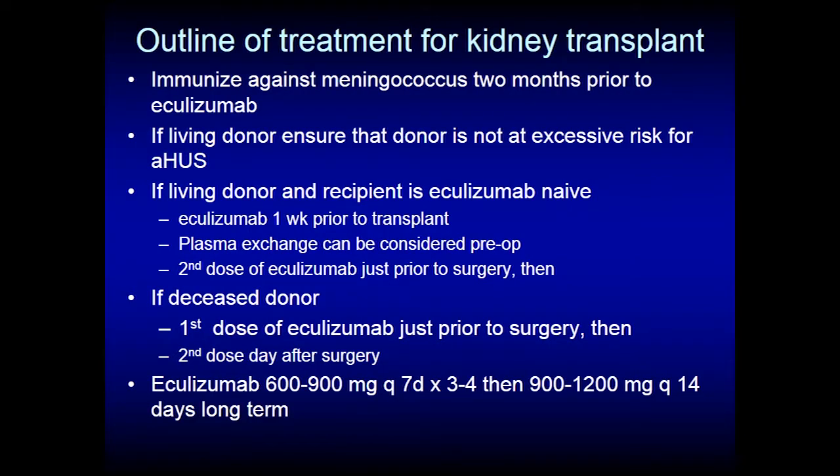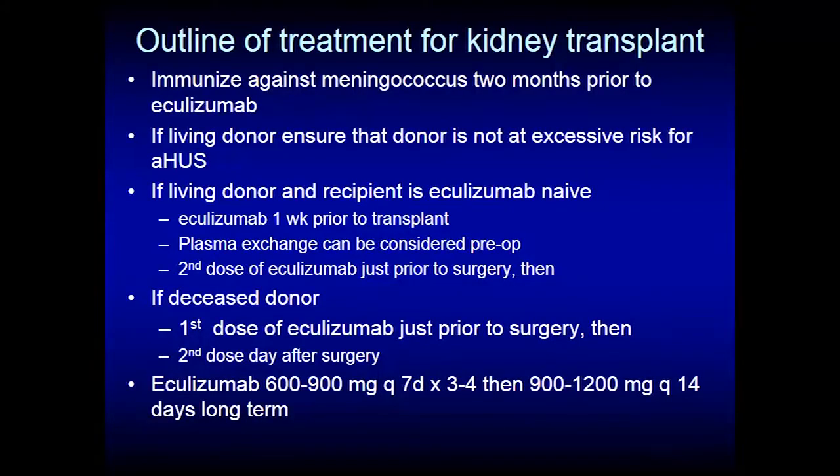So 2 months really is the ideal time, and typically in these situations a living unrelated kidney transplant is a planned procedure, and we do have that time. More often than not, patients are now coming fully vaccinated, so that's not an issue. If it's a living donor, we need to make sure that that donor is not at excessive risk for atypical HUS and for a lot of other diseases that people get. So part of our evaluation plan for any living donor is to do our due diligence by making sure that they're not at risk for other types of kidney disease that might arise because of their particular family history, that might arise because of their risk of getting diabetes, and so on and so forth.